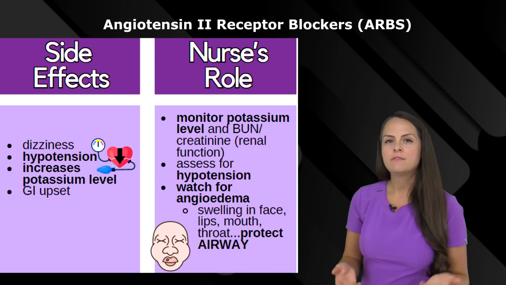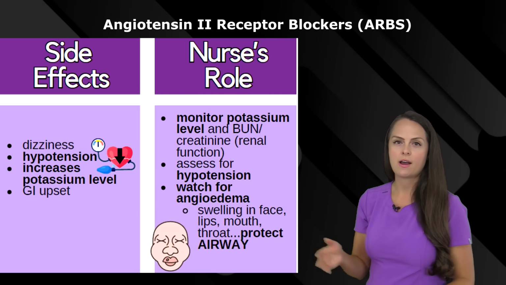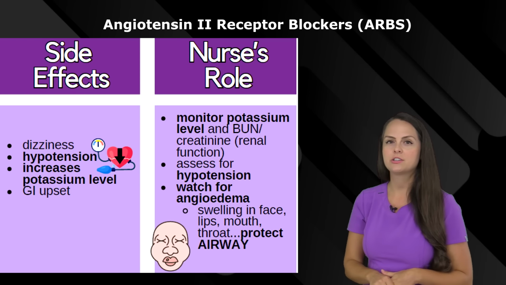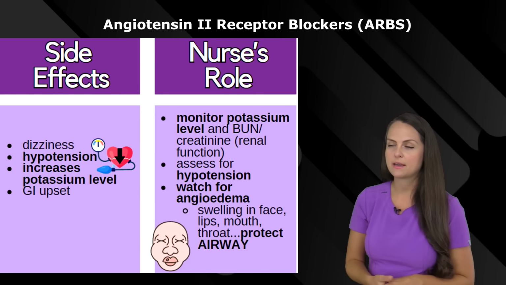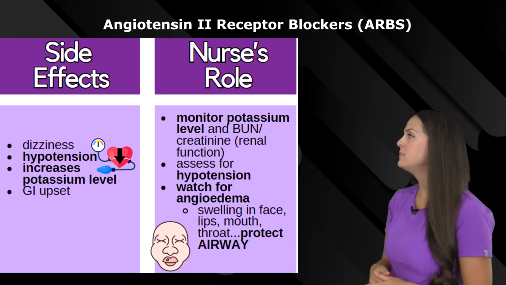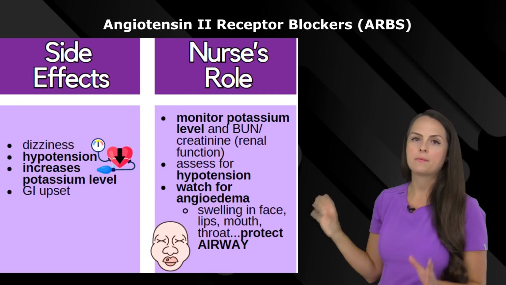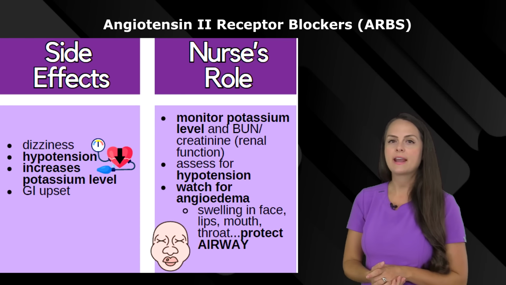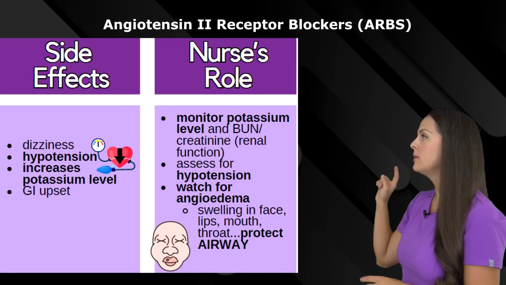And the nurse's role involves monitoring the potassium level because it can increase too high. So you really want to watch that in patients who are at risk for having kidney disease, like patients who have diabetes. You want to look at that renal function, the BUN and creatinine, and you want to assess their blood pressure, making sure that they're not having hypotension. Now, one thing that can happen with this class, which is rare, but it could, is called angioedema.